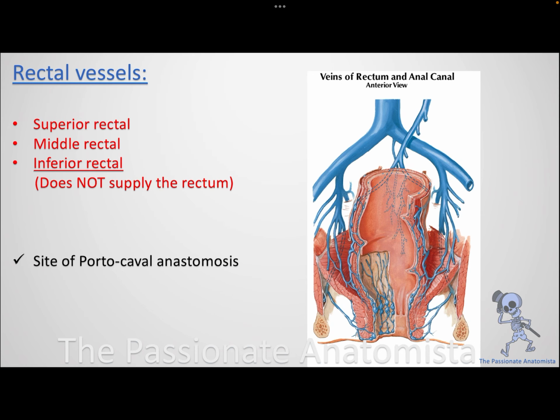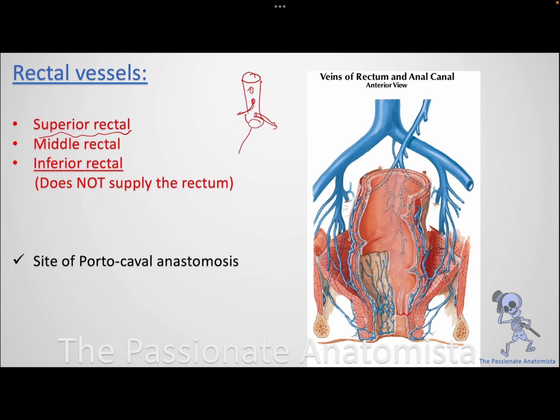Of course, the arterial supply would be the same as the veins, but I have here a picture of veins because I want to talk about the portocaval anastomosis. So you guys remember that from the aorta, we have the celiac, the superior mesenteric, and the inferior mesenteric. Now, the inferior mesenteric gives you the superior rectal, because above the pectinate line, this is part of the hindgut. So from the inferior mesenteric, it goes all the way and supplies the superior part of the anal canal and rectum.